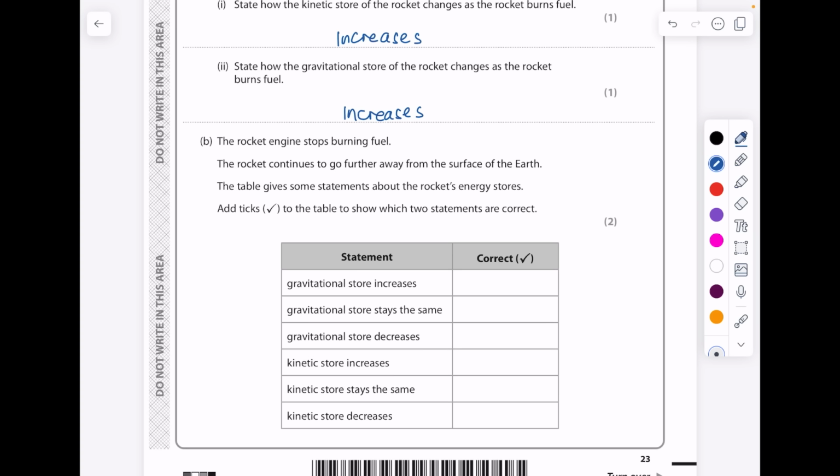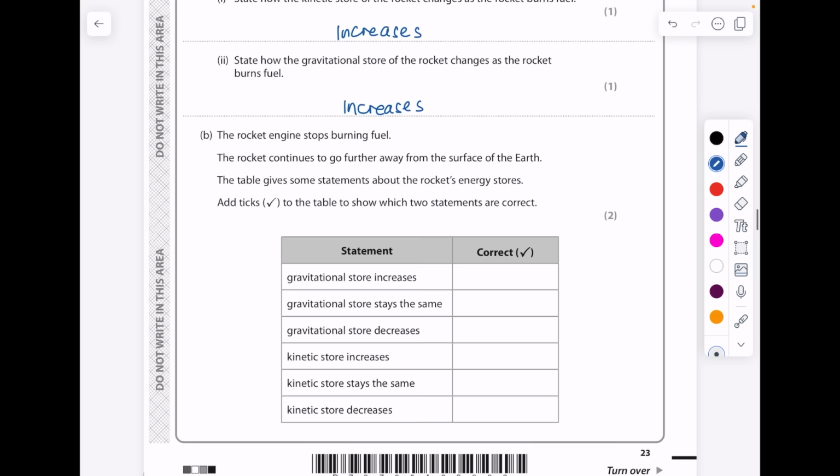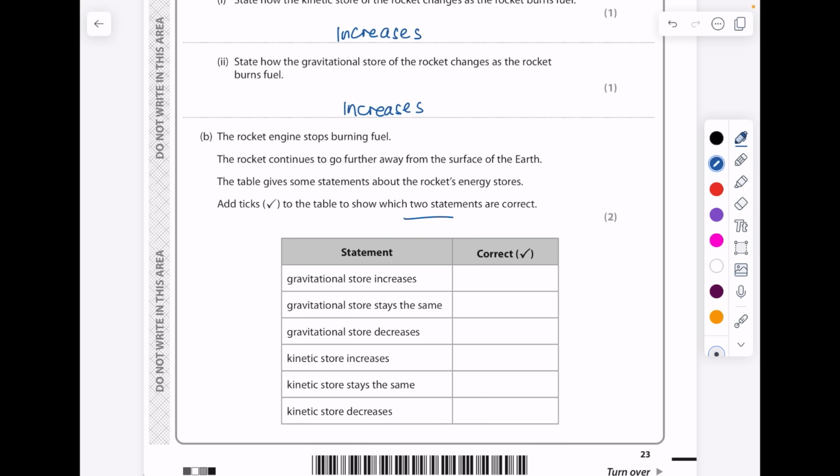The table gives some statements. Add ticks to the table to show which two statements are correct. Will the gravitational store increase? Yes, we've just said that. In terms of what happens to the kinetic store, because the rocket stops burning fuel, it's actually going to reduce.